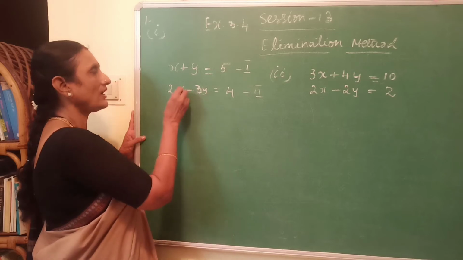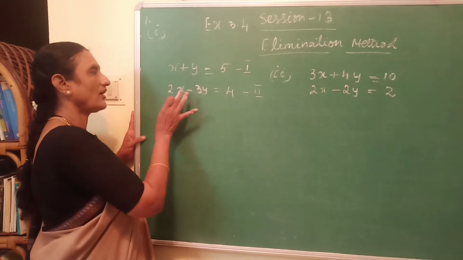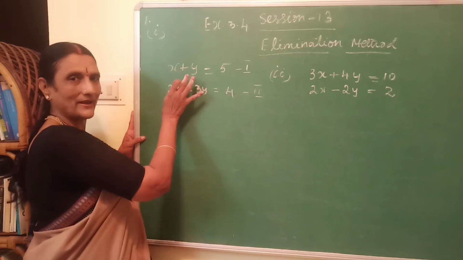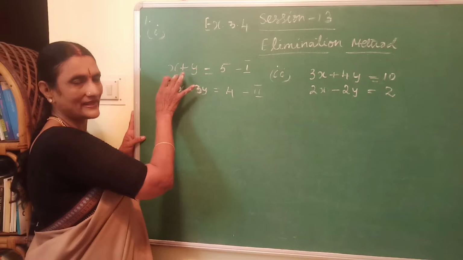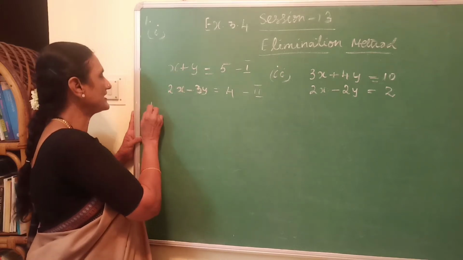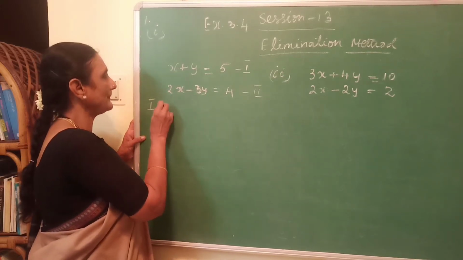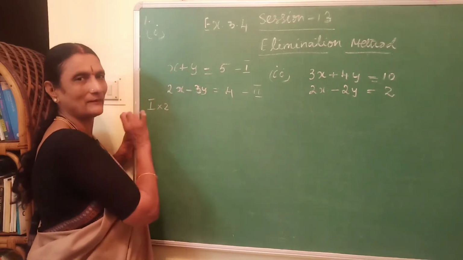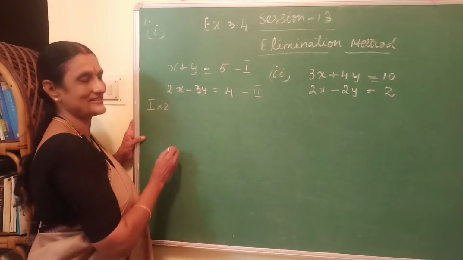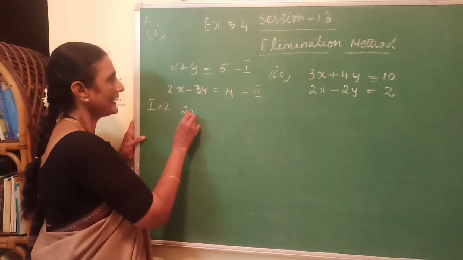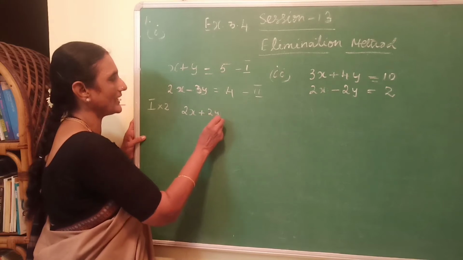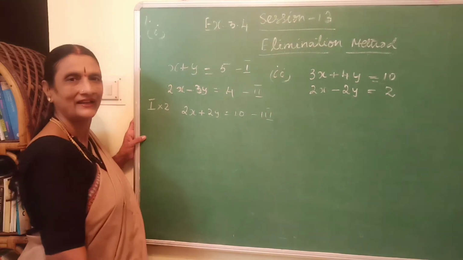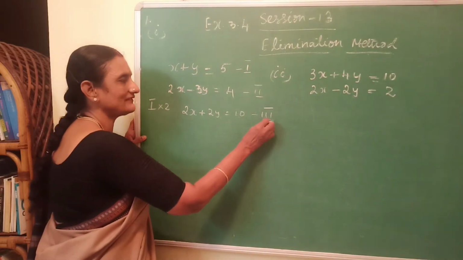Now, in order to get the same value here as 2x, I am going to multiply by 2. Obviously, that number is the LCM. Is that clear to you? So, the first equation, I am multiplying by 2. When I multiply, I cannot simply multiply one term. I have to multiply all the 3 terms. If I multiply, I will get 2x plus 2y is equal to 10. And that is your equation 3. Is that clear to you? Number it as equation 3.